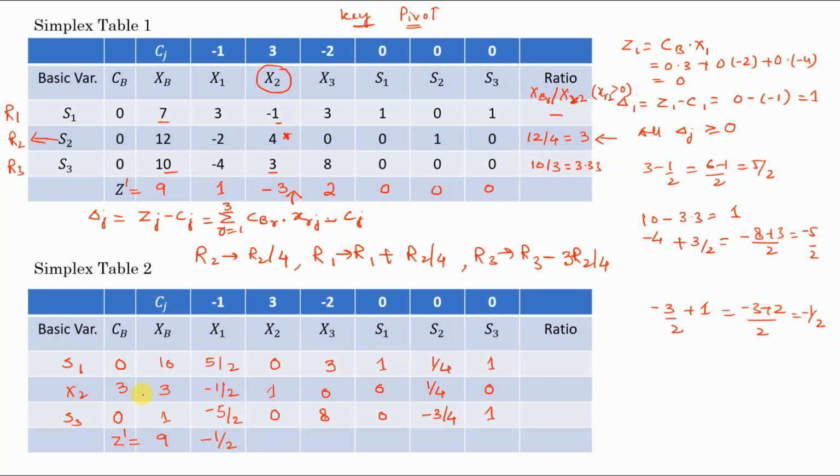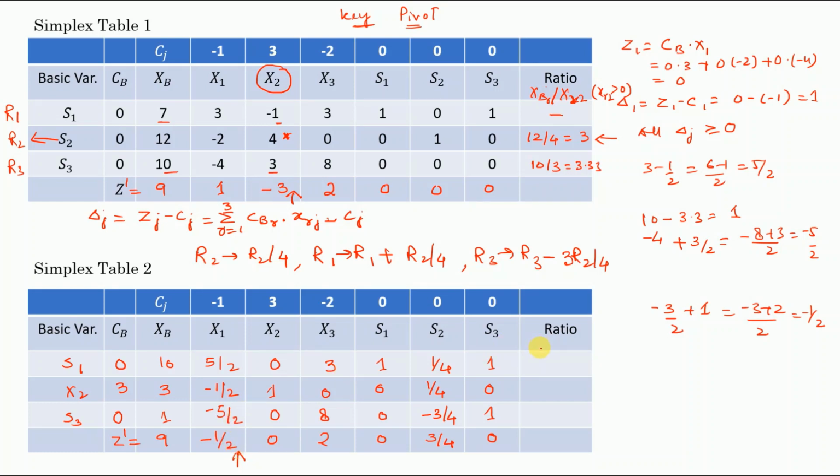Now for delta 2, 0 into 0, 0. This is 3 and 0. So this is 3. 3 minus 3, this is 0. And similarly, this value is CB into x3, this is 0. This is 0, 0. And 0 minus minus 2, this is plus 2. Similarly, other values are, if you calculate, 0, this is 3 by 4 and this is 0. Now look at this, one value is negative, it means this solution is not optimal. Most negative is this one.